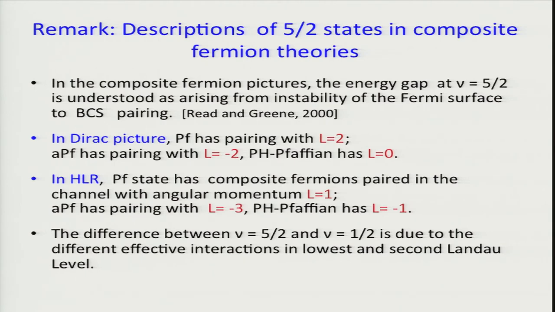Why is there a quantized Hall state when you're in the second Landau level? What's the difference? Well, there's a difference in the interactions. The explanation, which I think was understood from the very beginning, is that a Fermi surface can be unstable to the formation of charge density waves. Most interestingly, it can be unstable to the formation of superconductivity. You can form pairs, and if you form a condensate of pairs, you open up an energy gap. And indeed, the properties you're going to get are just the properties when it's coupled to the Chern-Simons theory.